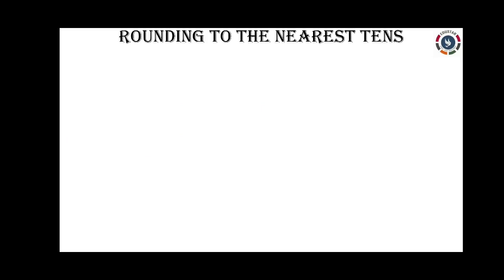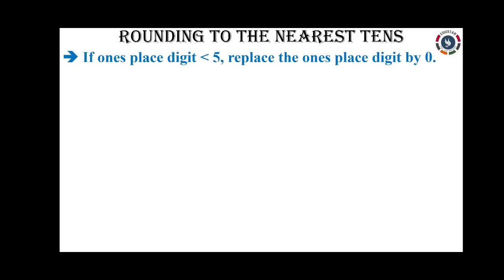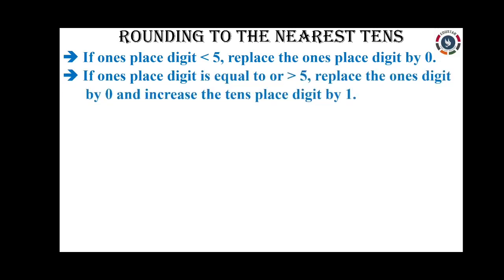In the given number, we have to see the ones place digit. If the ones place digit is less than 5, then replace the ones place digit by 0. If the ones place digit is equal to 5 or greater than 5, then replace the ones place digit by 0 and increase the tens place digit by 1. Let us see this with the examples.